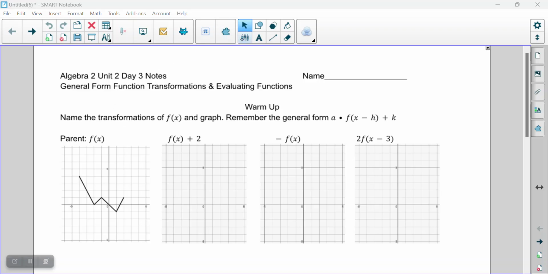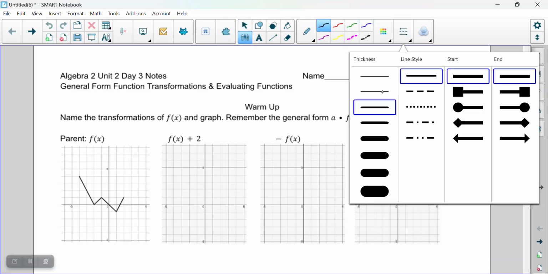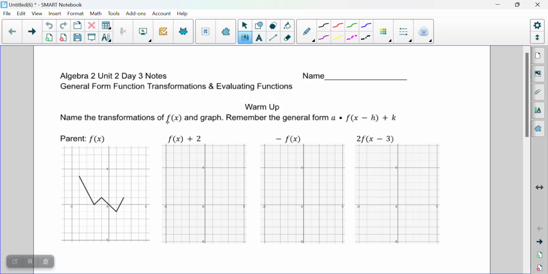For your warm-up, it says, name the transformations of f of x and graph. Remember the general form, a times f, x minus h plus k. What's the point of remembering it if you don't remember what they do? A is going to reflect, stretch, and compress. If you don't remember which one's which, you should pull out your day 1 notes.